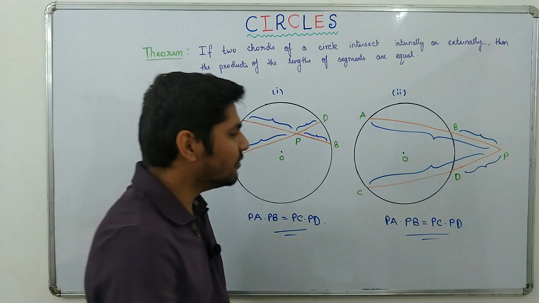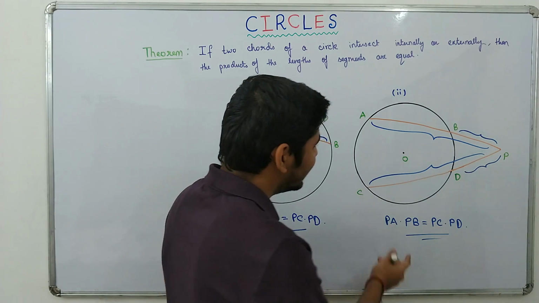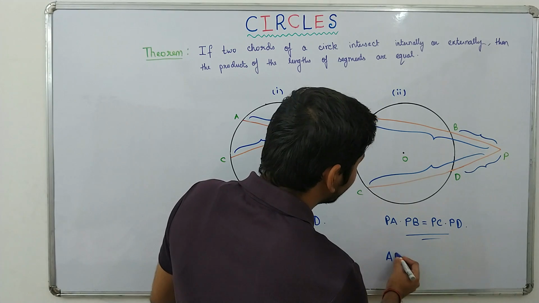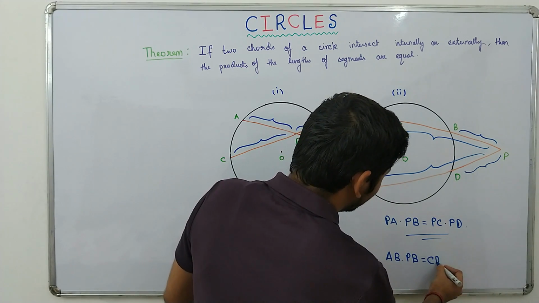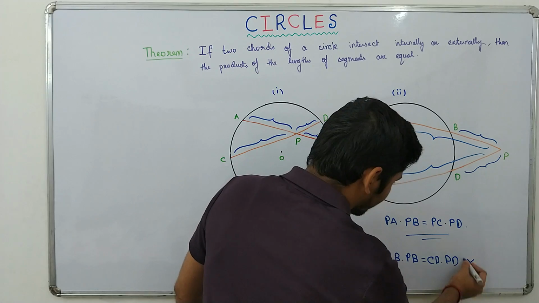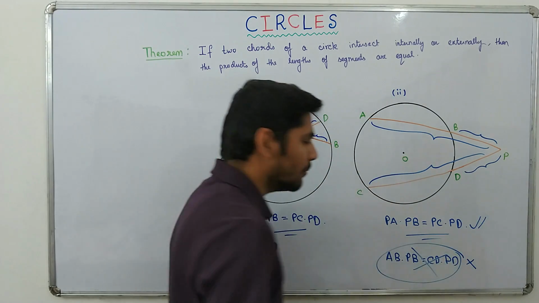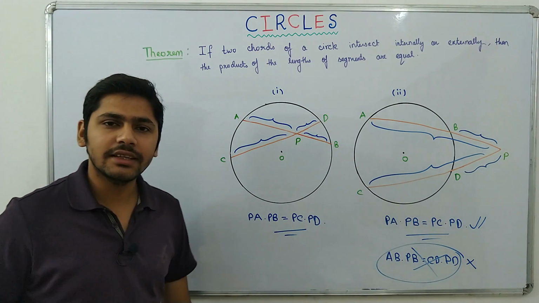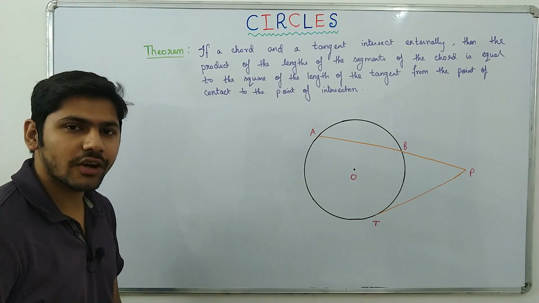Now over here in figure 2 a lot of students get confused. Instead of this they write AB into PB is equal to CD into PD. But this is not correct. Don't write this. This is correct. So keep it in mind. Now we'll move on to the next theorem.